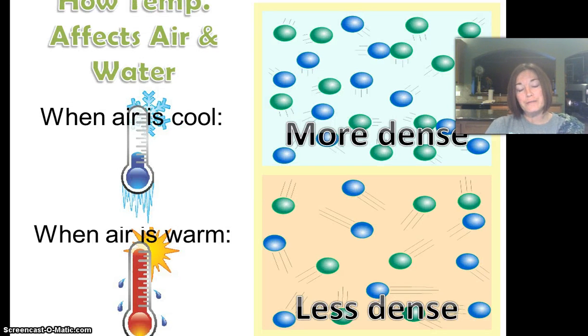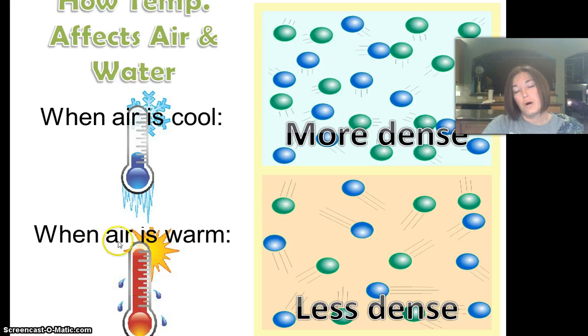So how does temperature affect the water and the air? Well, temperature is really important in the density of water and the density of air. When air is cold, the particles, the matter that makes up that air, are going to be moving much more slowly. It's going to have a lower kinetic energy. Therefore, the same amount of particles will take up a lot less space. So they'll have the same mass, but in a smaller volume will equal a greater density. So cool air and cool water is going to be more dense.